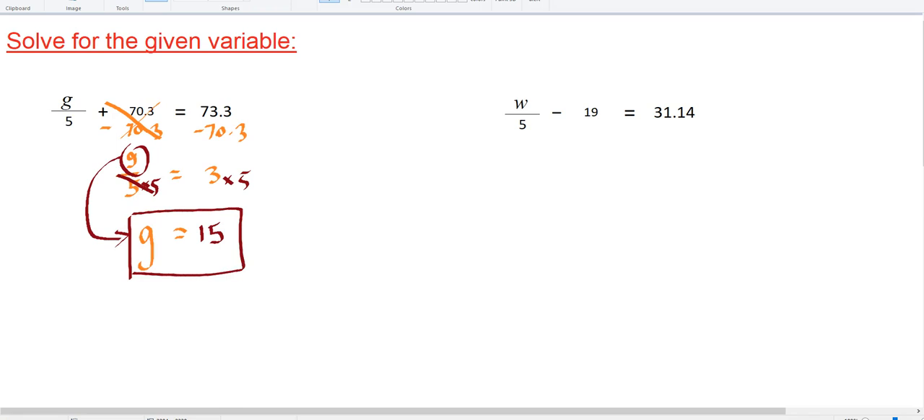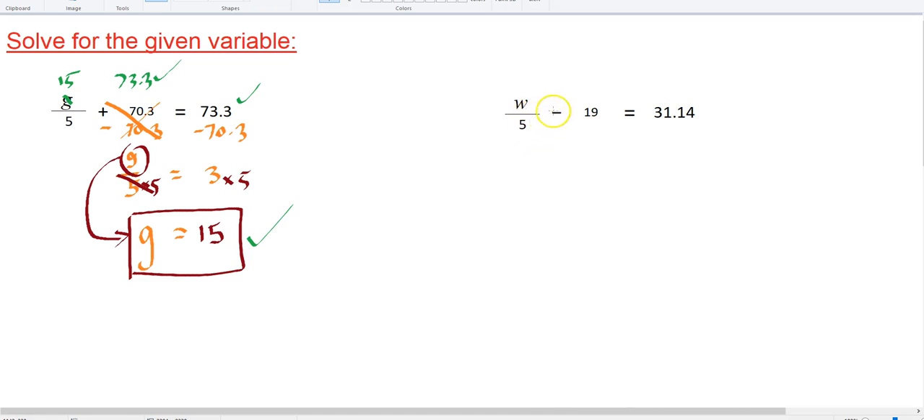Now we can check, and we substitute what we think the value of g is into the original equation. So instead of g divided by 5, let's go with 15 divided by 5. So 15 divided by 5 is 3, plus 70.3 would be 73.3, equals 73.3, well, that's the same. So these are the same. This must be correct.